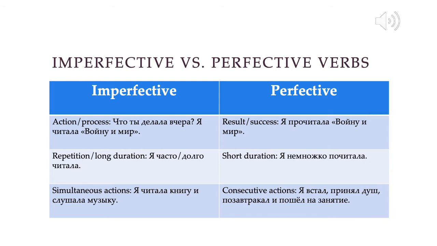We also use the imperfective when we want to indicate simultaneous actions. As in, я читала книгу и слушала музыку. I was reading a book and listening to music simultaneously. Versus consecutive actions, which are indicated by the perfective. Я встал, принял душ, позавтракал и пошел на занятия. I got up, took a shower, had breakfast, and went to class.